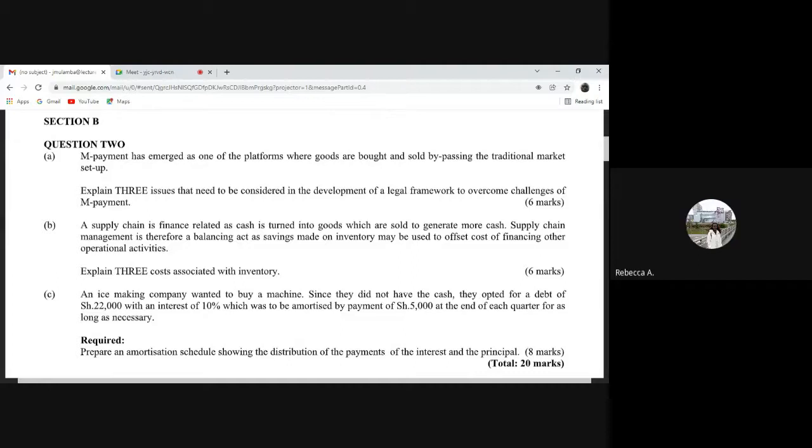A regulatory law should be put in place to regulate the amount, like putting a certain amount of transaction cost that should be charged. Yes, we can have a law that controls the transaction costs. Is there another one you remember?